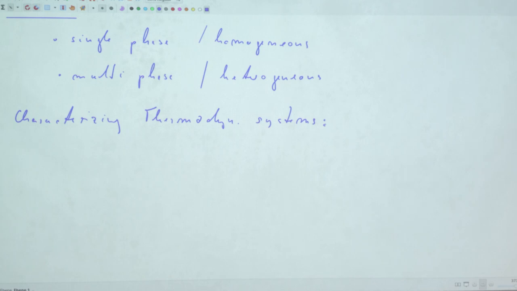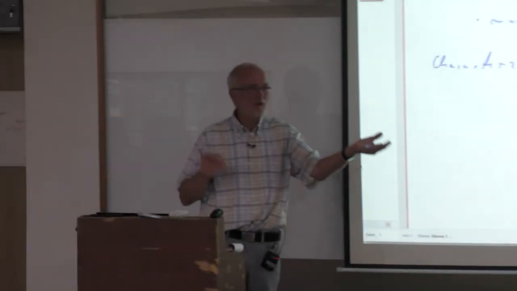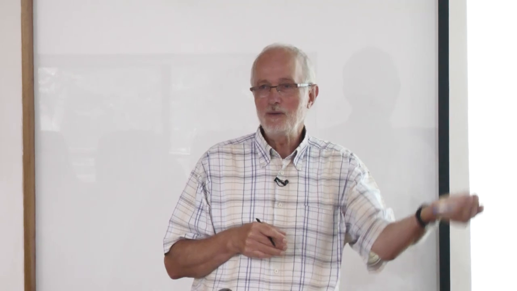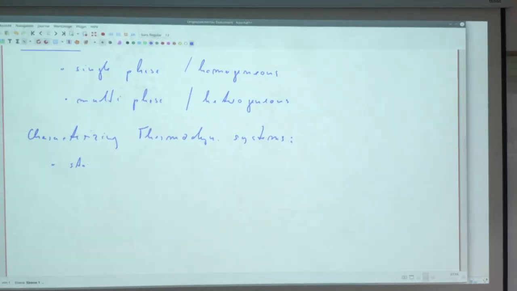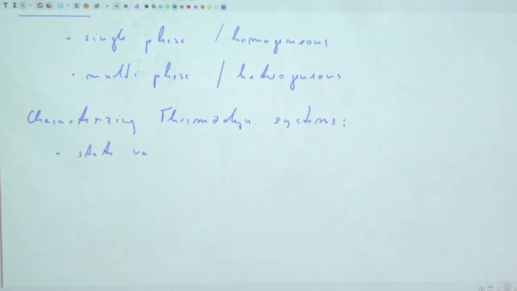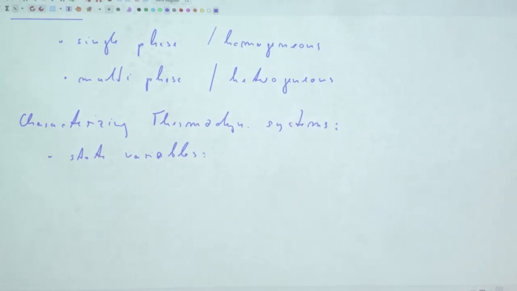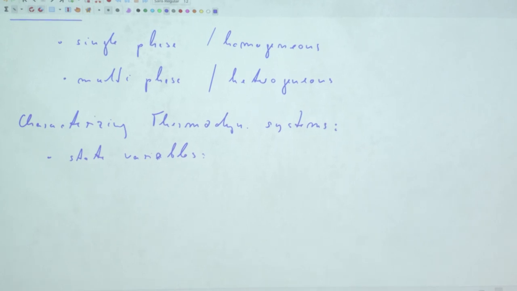How do we characterize, for example, this pen here? Of course, there are things like the color or the weight. The mass would be one variable. The volume could be a variable. Temperature, we already mentioned, energy, and all these things. So we have many of what we call thermodynamic variables: state variables, state functions. State variables are variables which characterize the state of a system.